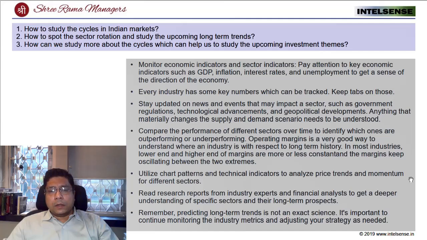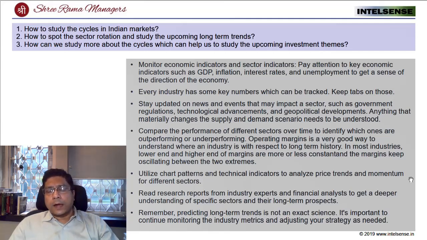Then the next one is, you need to read research reports, industry reports. These are freely available most of the time. I think there's one very good website called ibef.org. There's a lot of material on individual sectors and industries in India, and you can get a very good overview. In addition, simple broker reports that you get from time to time on different sectors, updates on different sectors, are very useful in terms of understanding.